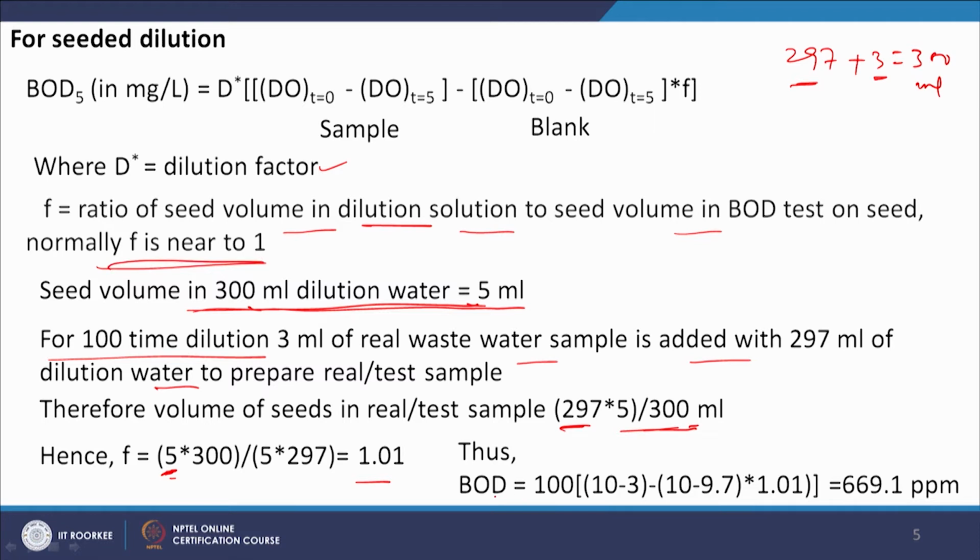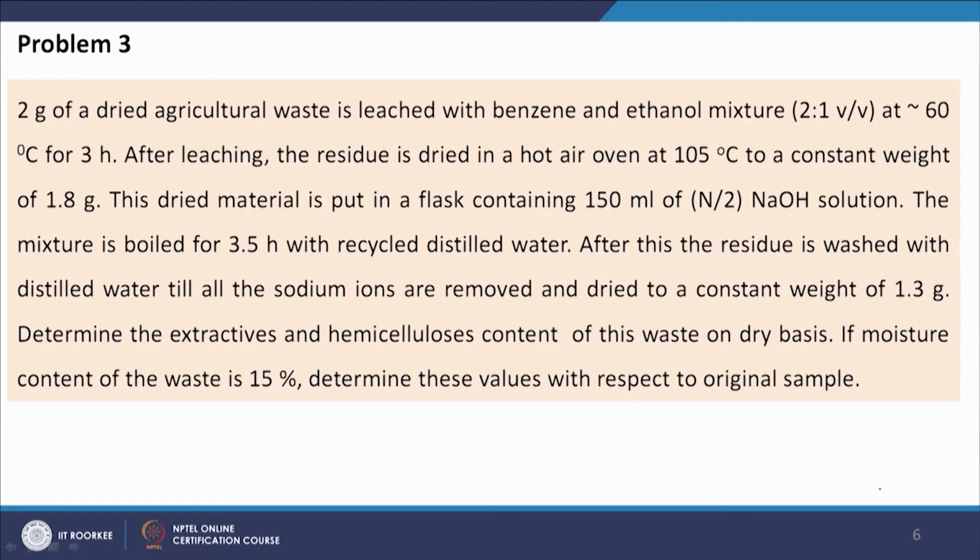So, in this case BOD will be slightly different from the first case, that will be we have to multiply it by 1.01. So, we have 100 into (10 minus 3) minus (10 minus 9.7) into 1.01, that is equal to 669.1 ppm. Problem number 3.